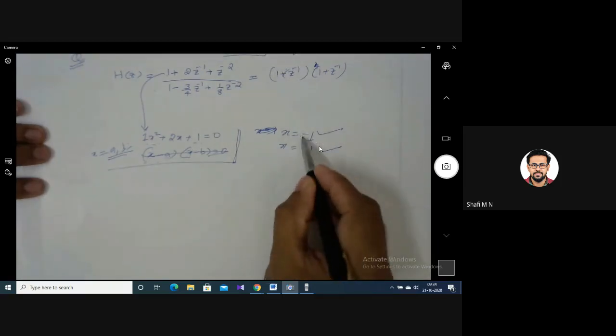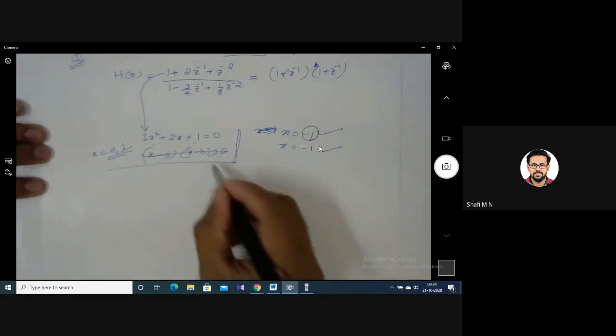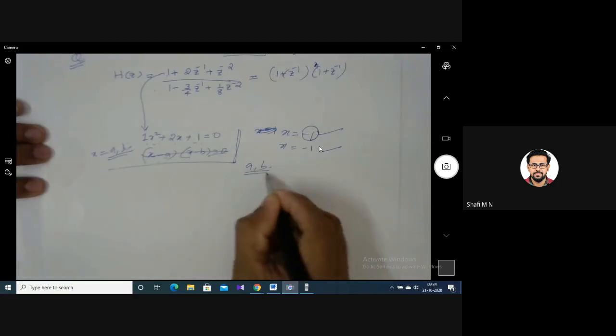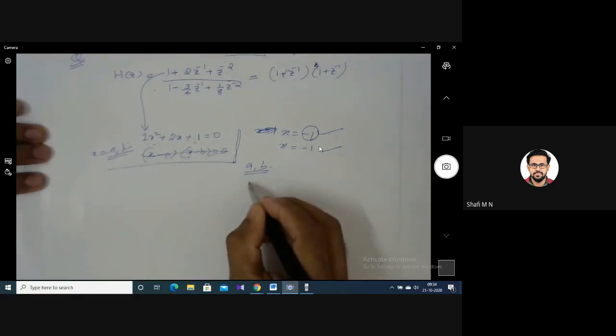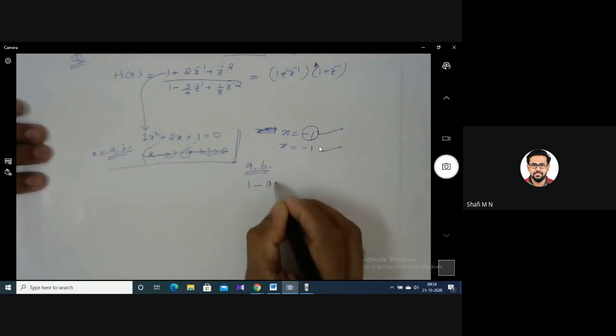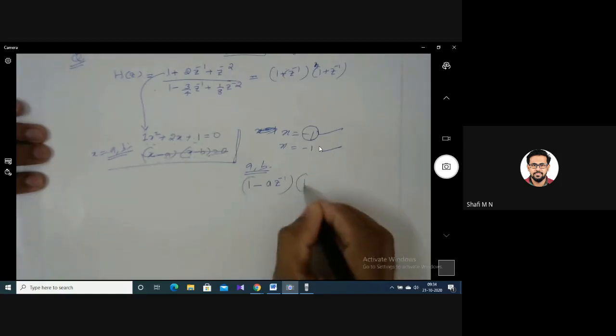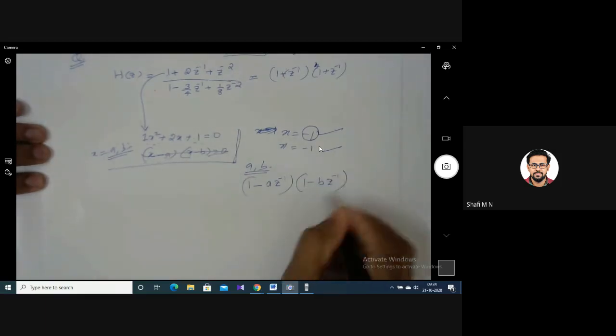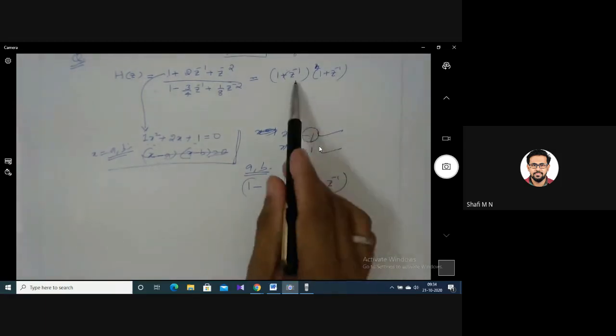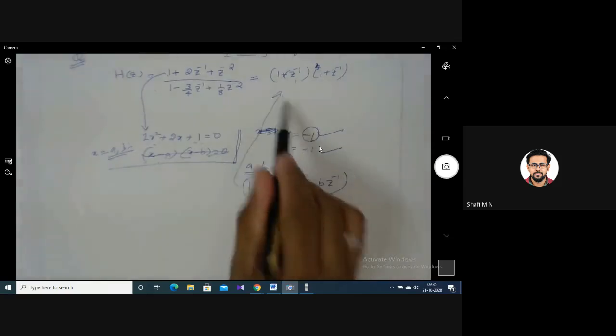So when you have a solution, say the solutions are A and B, then the polynomial is 1 minus A z raised to minus 1 into 1 minus B z raised to minus 1. You will get these things directly. You can go directly from this to this.